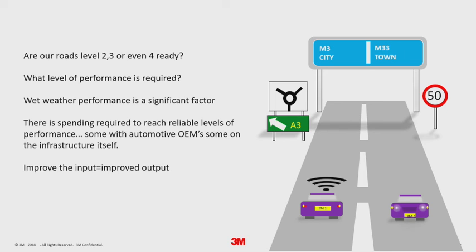There is a lot to be done, as I've said. Improved input equals improved output is a general rule. Put garbage in, you get garbage out. If we can just make the infrastructure that little bit tighter, that little bit more harmonized, then it will make it a lot easier for the transition to fully automated vehicles.